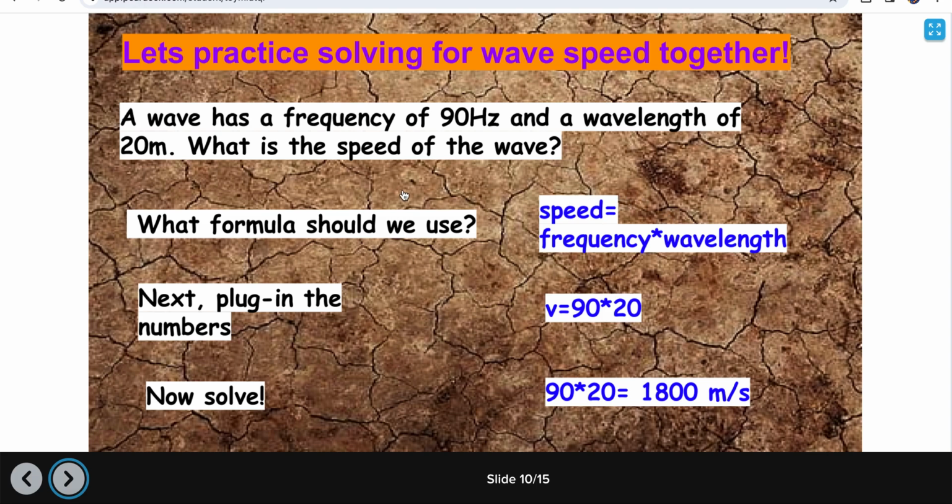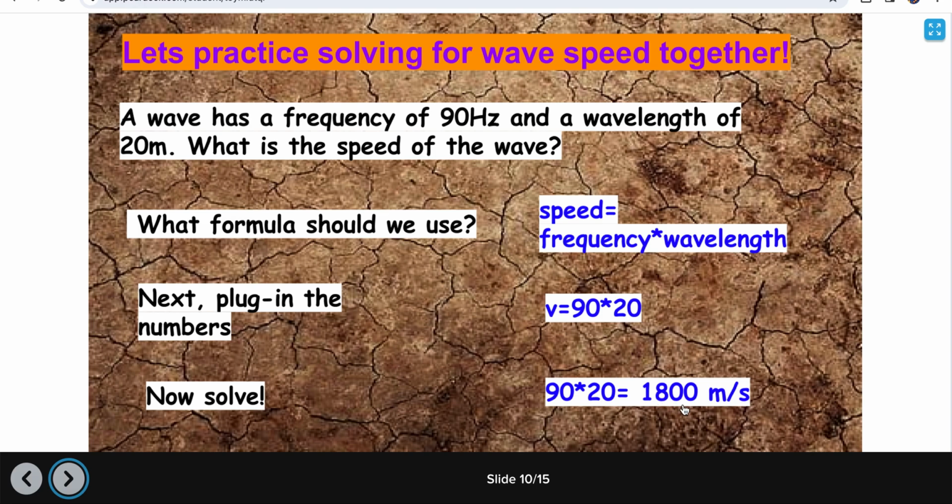And then next we just take those two numbers and plug them into the right spot. So wavelength is 20 meters because it's distance. So we would plug that in right there. And the frequency is 90 hertz. And we know it's frequency because it has Hz, which is the abbreviation for hertz. And you would just plug that in right there, which gives you 90 times 20. And 90 times 20 gives you 1800.